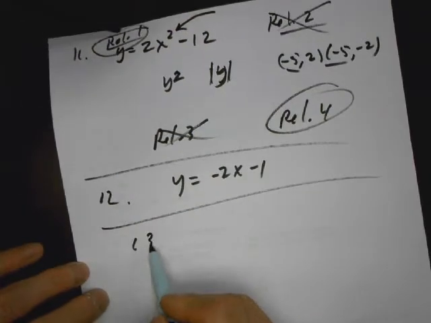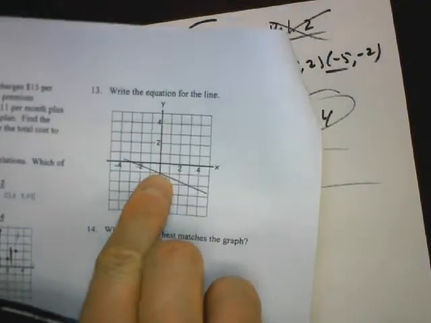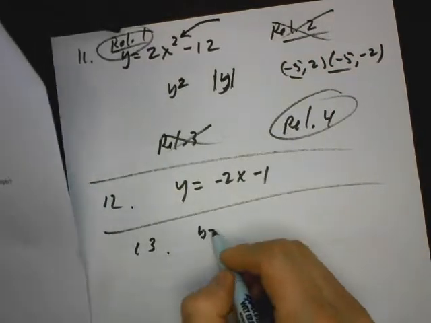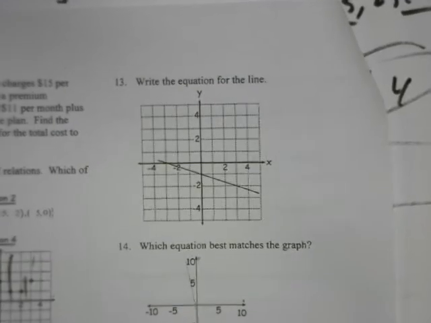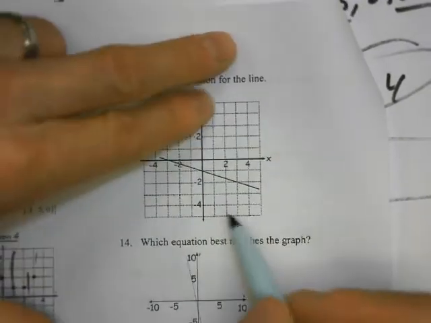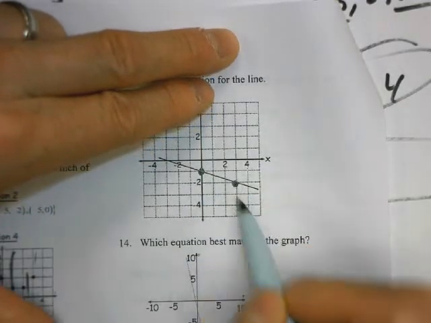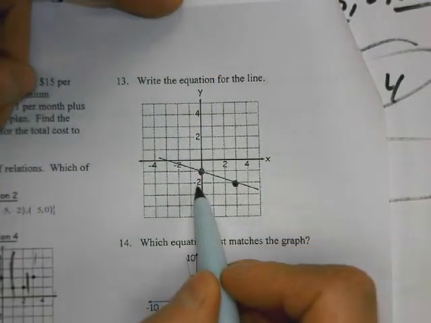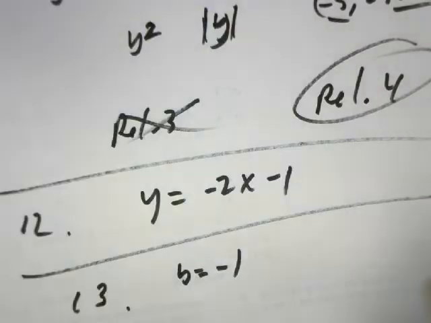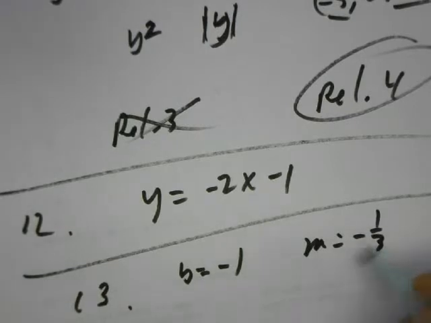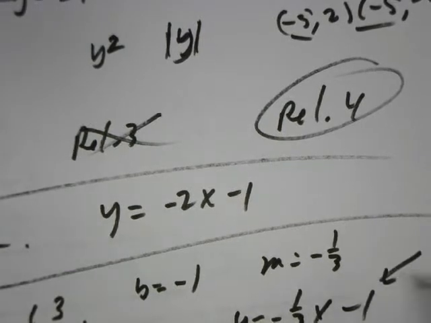Alright, number 13. Write the equation for this line, okay? I can see the line intersects right there at -1, so b is -1. Now let's get our slope. Again, we got to go on the lattices. In other words, right where those little crosshairs intersect, right? So there's a point here, there's a point here. It's going down, so it's a negative slope. It goes down 1 and to the right 3, -1/3 is the slope. The equation is -1/3 x, because slope goes in front of x, minus 1, y-intercept goes by itself.